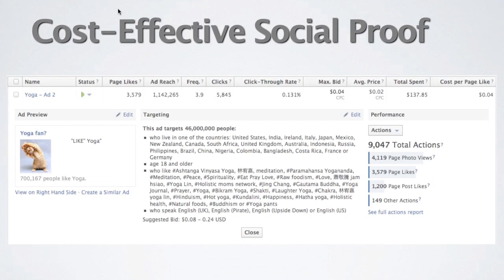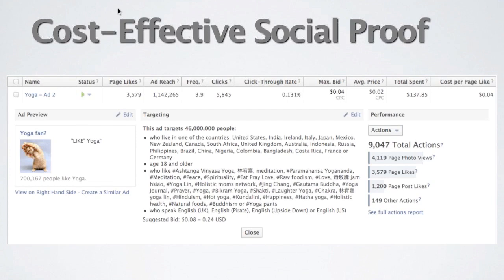You can see we targeted 46 million people. So we targeted the United States, but we also targeted Ireland, Italy, Japan, Mexico, New Zealand, Canada, all places where we have customers. And in the interests, we put in Ashtanga yoga, meditation, spirituality, peace, raw foodism, yoga, prayer, all that kind of stuff.